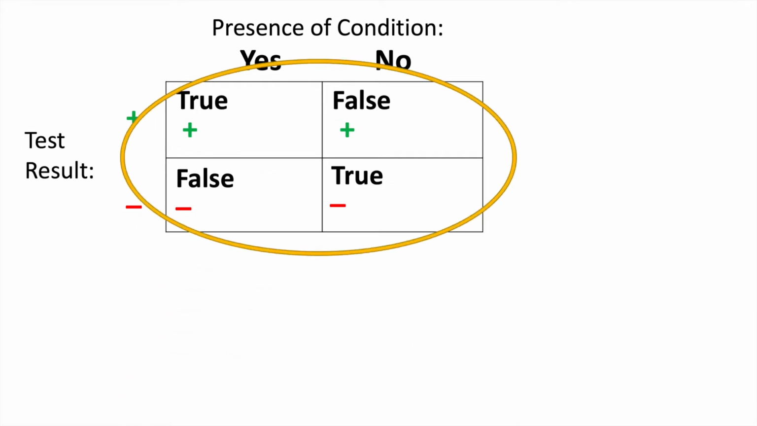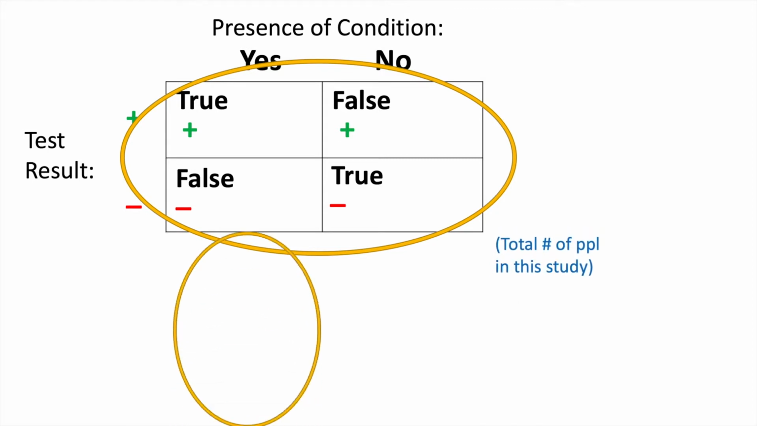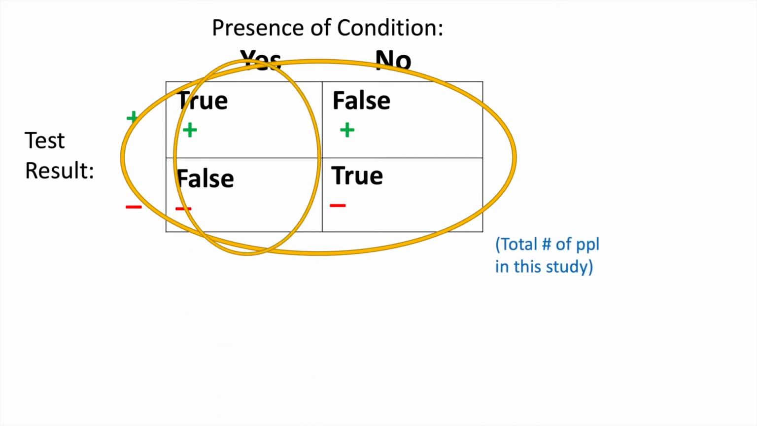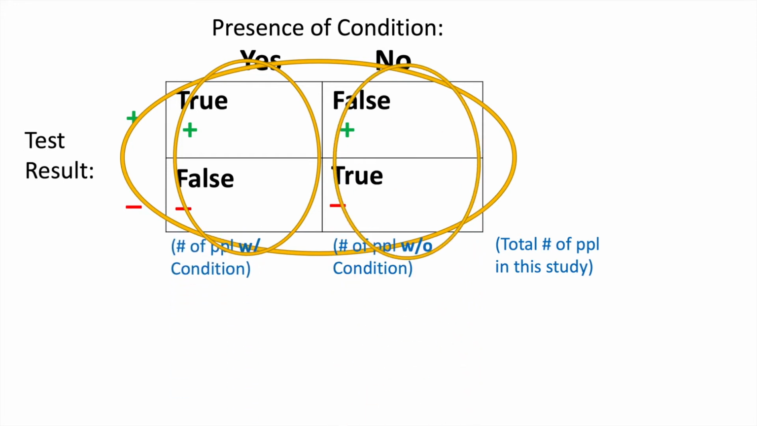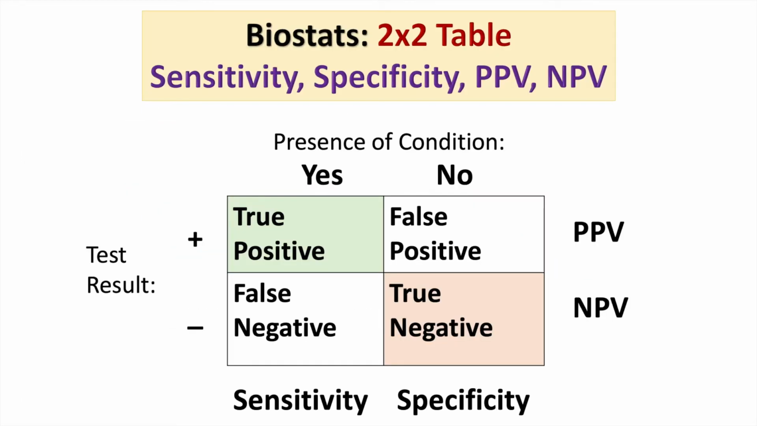So you see, the total of the 4 boxes is the total number of people in the study. The total of the yes column is the number of people with the condition, and the total of the no column is the number of people without the condition. This leads to the next topic, sensitivity versus specificity.